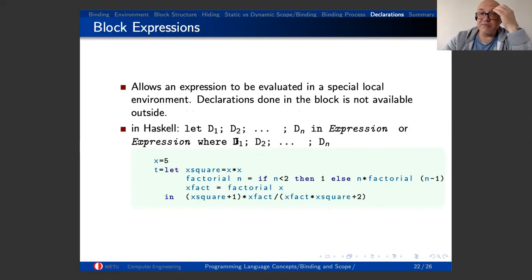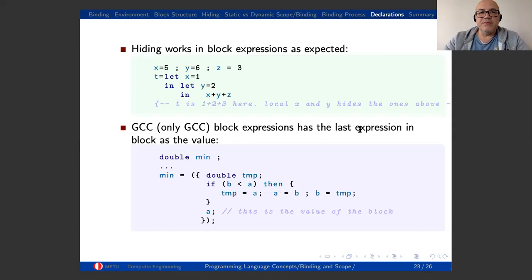Block expressions are the declaration blocks. So the expression body in this case is computed in a set of local declarations. So your local declarations' purpose is to give you the expression's value, which is a very common case in Haskell with let clauses. So these declarations here are only available for this expression. Also, since it is recursive collateral, they can refer to each other, but our syntactic entity is the expression, and so they are available for it. Hiding also works in block expressions as expected. So y hides x, and this x is hidden by the local x, and y is hidden by this y, and so on. In GCC, again, only a GCC extension, which is not C90 or any other C standard, we can do that through block expressions.